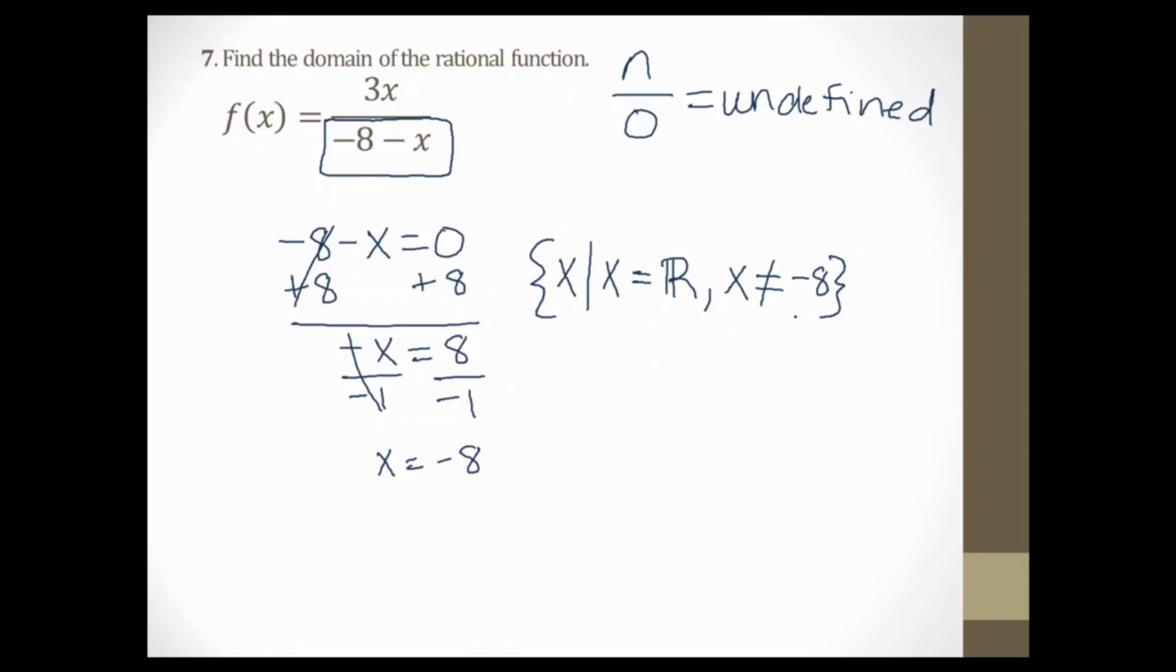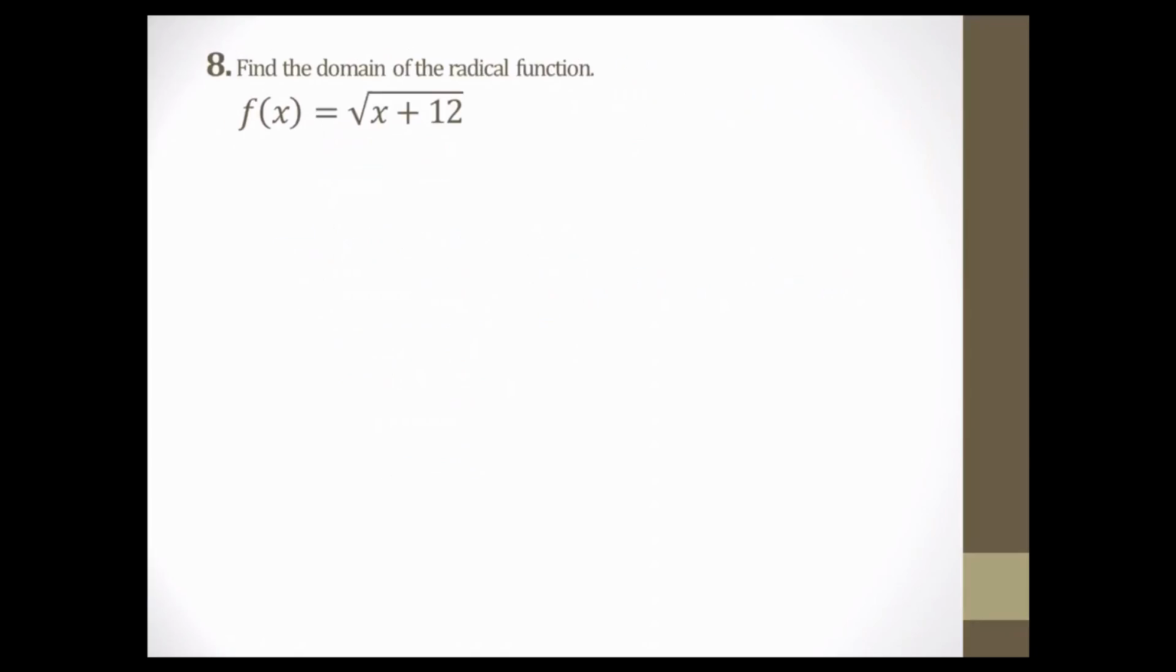All right, so that's one scenario, is checking for denominators. If you have a variable in the denominator, we want to figure out what would make that denominator equal 0 and exclude that from our domain. The other scenario is if you have a square root. So we do have a square root here.